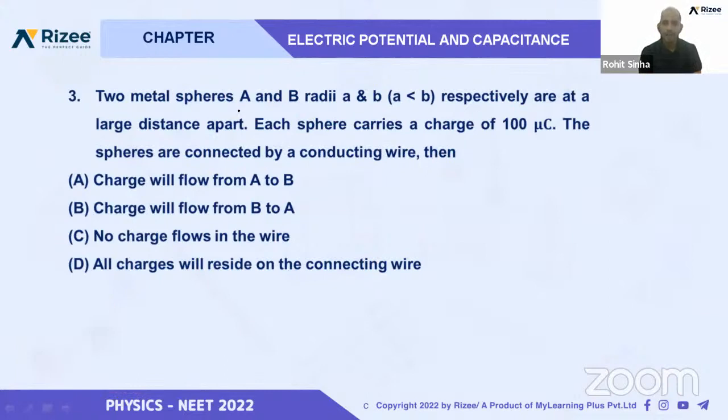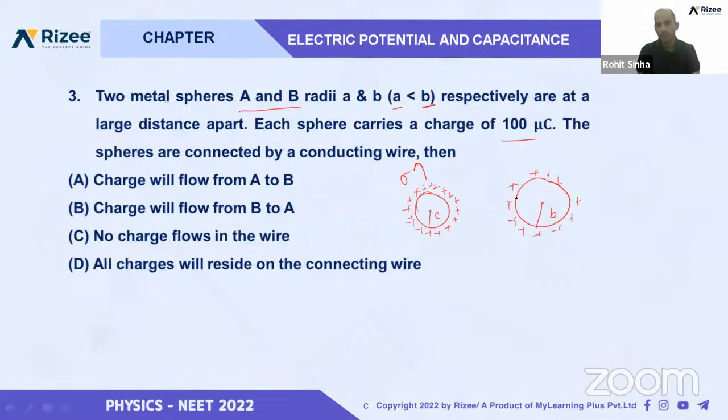It is telling that we have two metal spheres, A and B, and B has a greater radius compared to A. So let us assume we have one sphere of radius A and one sphere like this having radius B. It is telling that both have a charge of 100 microcoulomb. We know that if they have the same charge but the radius is less, the surface charge density will be more compared to the one with more radius.